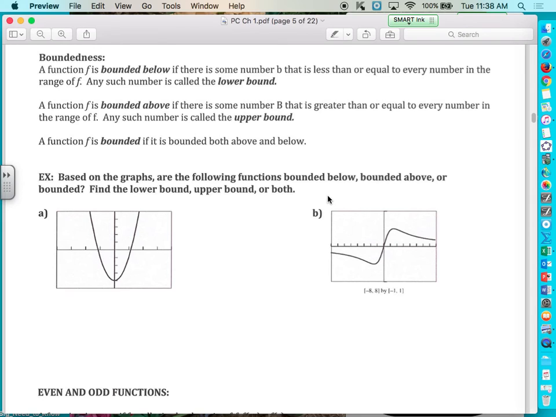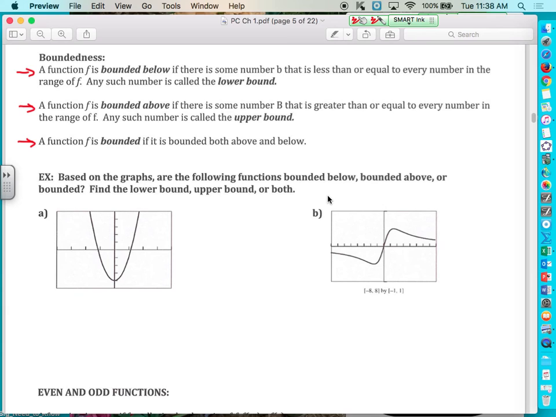Boundedness ties into that idea of range. If a function is bounded below, it has a lower bound, goes down to a certain value, and goes up to infinity. If a graph is bounded above, it has a high value but no low value, so it heads to negative infinity. And if a function is just stated as being bounded, there's a highest value and a lowest value that's not infinity or negative infinity.